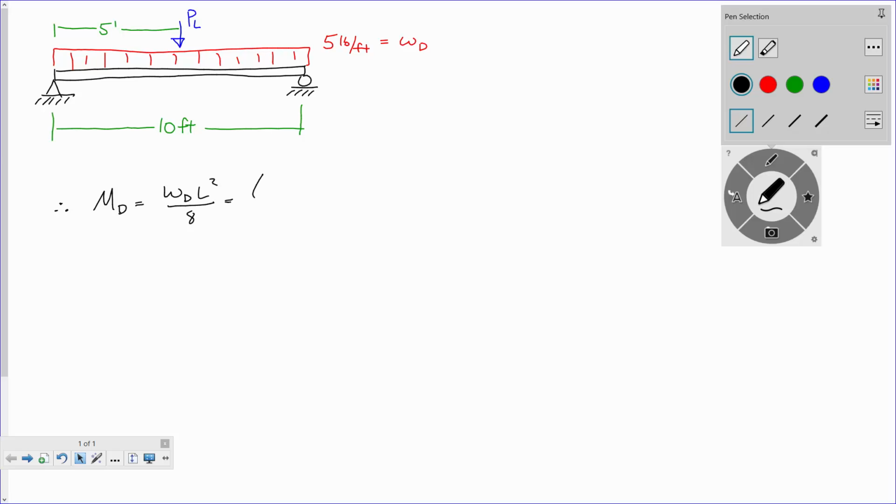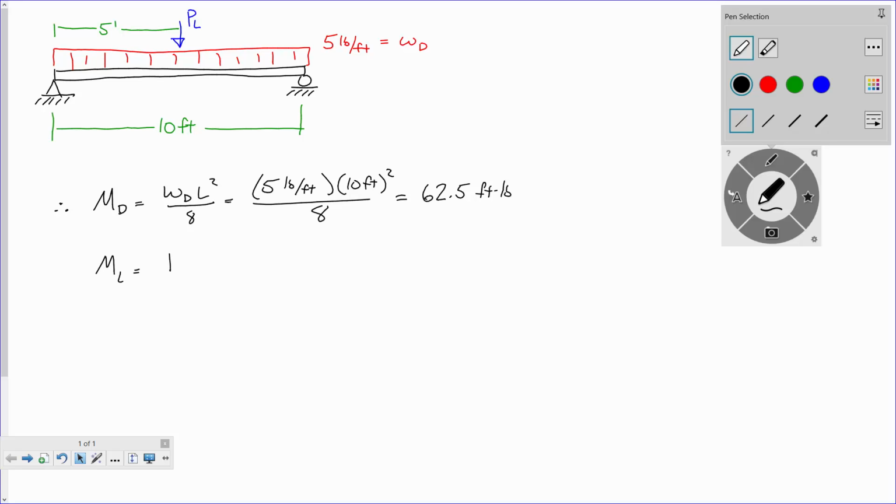Okay, so that's 5 pounds per foot times 10 feet squared over 8. So 10 times 10 is 100, over 8 is 12.5, times 5 is 62.5 foot-pounds, right? Did I do that right? Yep. Okay, now let's see if y'all can tell me what the expression for the live load moment is going to be.